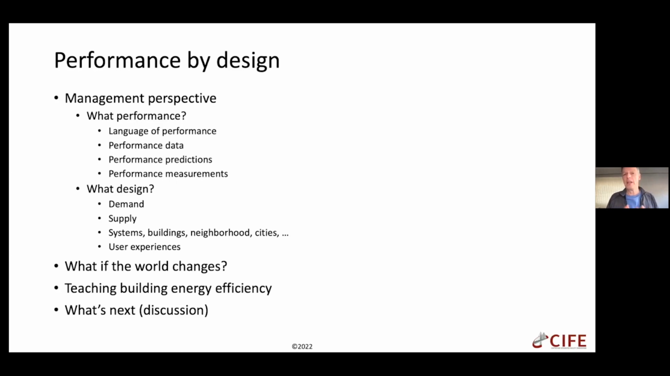Then we have seen in the last 2 years what happens if the world changes. So I want to report on a research project that one of my postdocs did, studying the effect of the pandemic on the architecture, engineering, construction industry. And we also need to bring the knowledge we're creating to the next generation. And I want to share an initiative we started on teaching building energy efficiency. And in the discussion, hopefully we can build on that and see where we go next, as was mentioned in the beginning of the workshop.